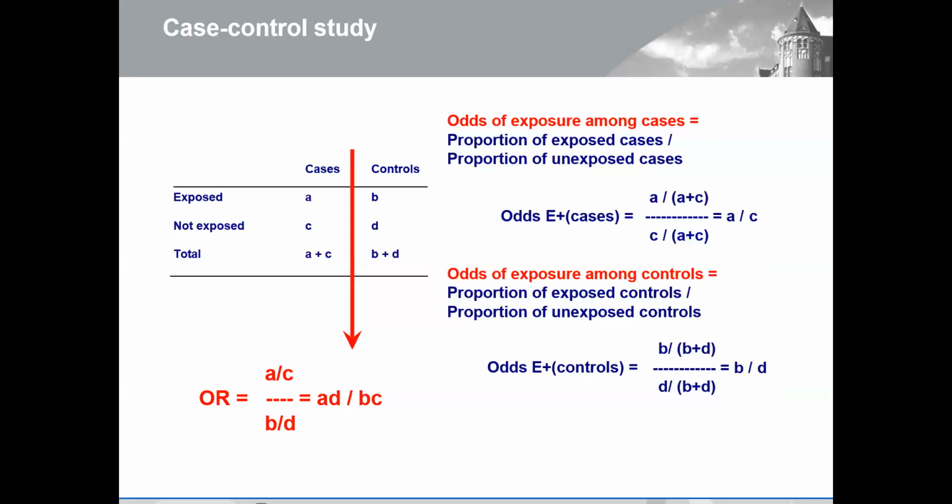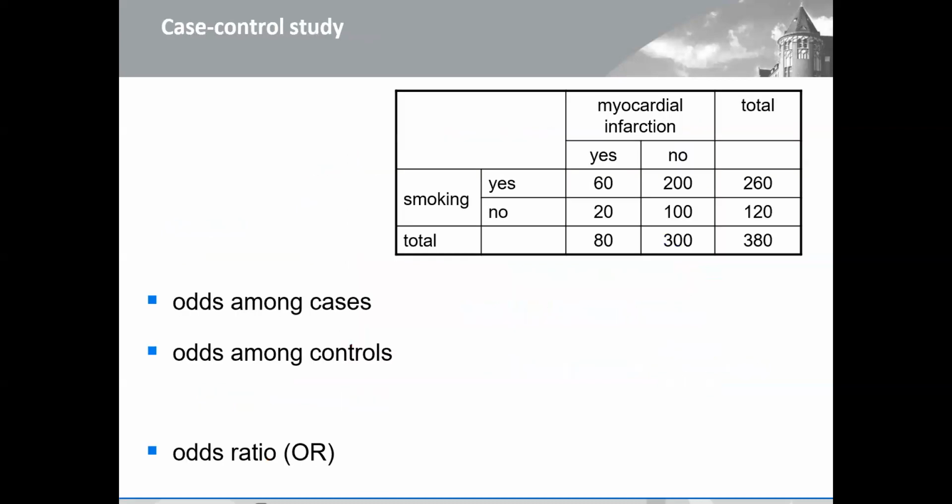If you look at this formula for the odds ratio for a case control study, we call it a cross product. By cross product, it's A times D divided by C times B, which is here. So that's our formula for the odds ratio, which is a measure of association in a case control study.